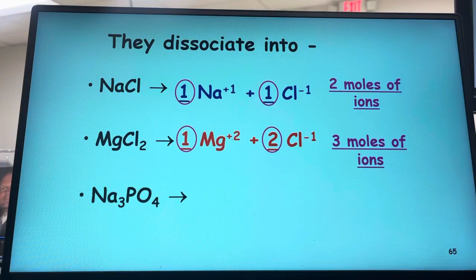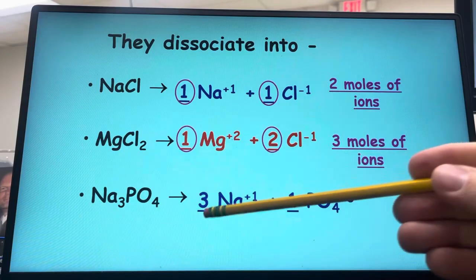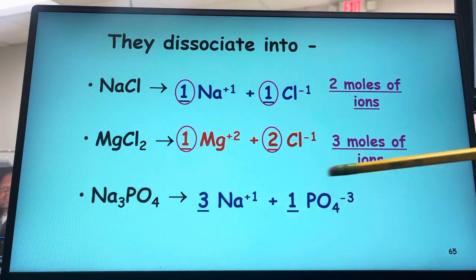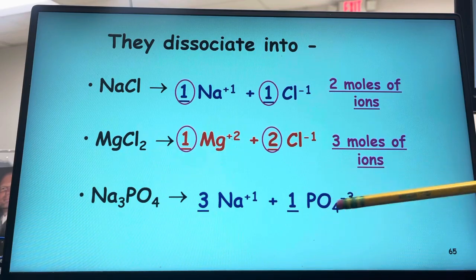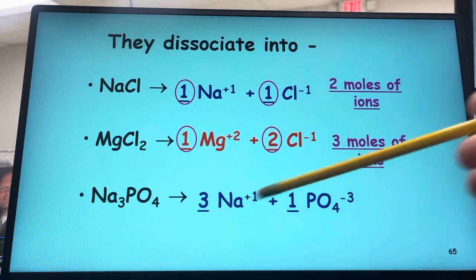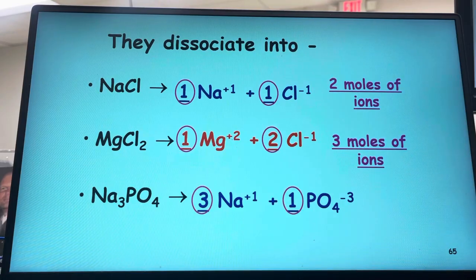Okay? How about sodium phosphate? There's 3 sodiums and 1 phosphate. Remember, these don't dissociate. These are polyatomic ions, so they're going to stay together. So that's 3 plus 1. That's 4 total moles of ions. Pretty gnarly, huh?